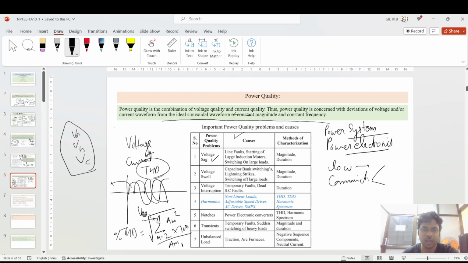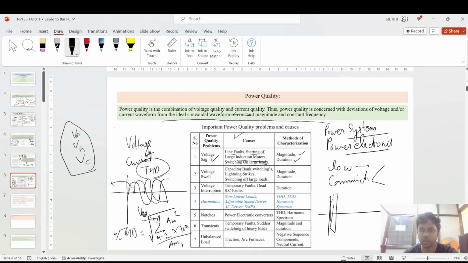So what are the important power quality problems and their causes? First one is the voltage sag. Voltage sags can be caused by line faults, starting of large induction motors, and the switching on of large devices. The method of characterization is the magnitude and the duration.